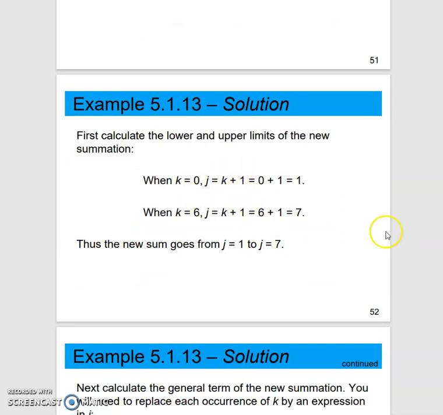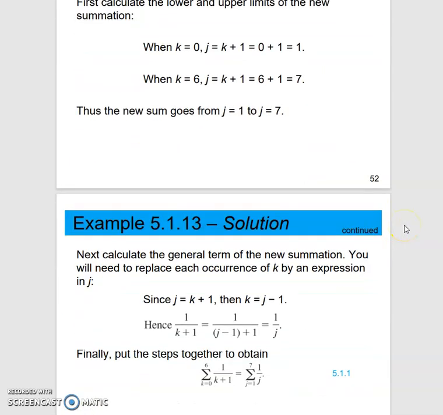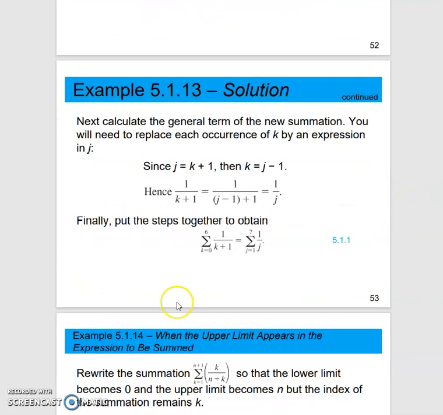Again, here's a little bit more detail with that same problem. Again, we are being very precise here about what we're doing so that you can see how we get from the one to the other.